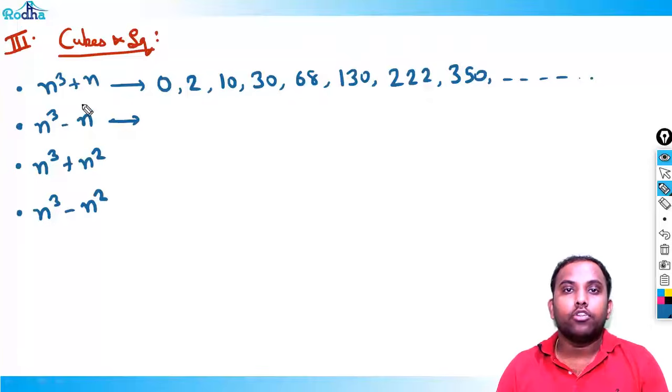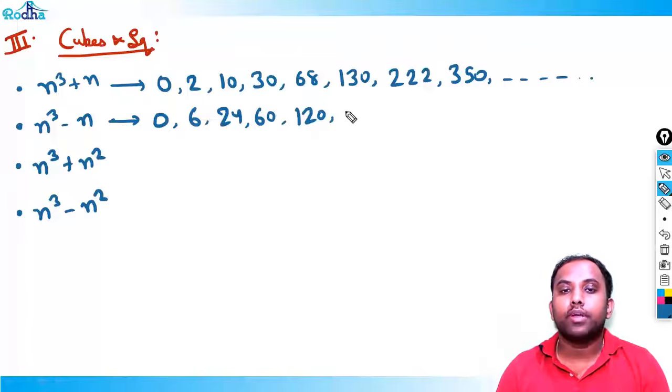I'll tell you how the questions will come. n cube minus n: if you put n as 1, you get 0. If you put n as 2, 2 cube minus 2 is 6. Then n as 3, 3 cube minus 3 is 24. Then n as 4, 4 cube minus 4 is 60. n as 5, 5 cube minus 5 is 120. n as 6, 6 cube minus 6 is 210. 7 cube minus 7 is 336. 8 cube minus 8 will be 504, and so on.